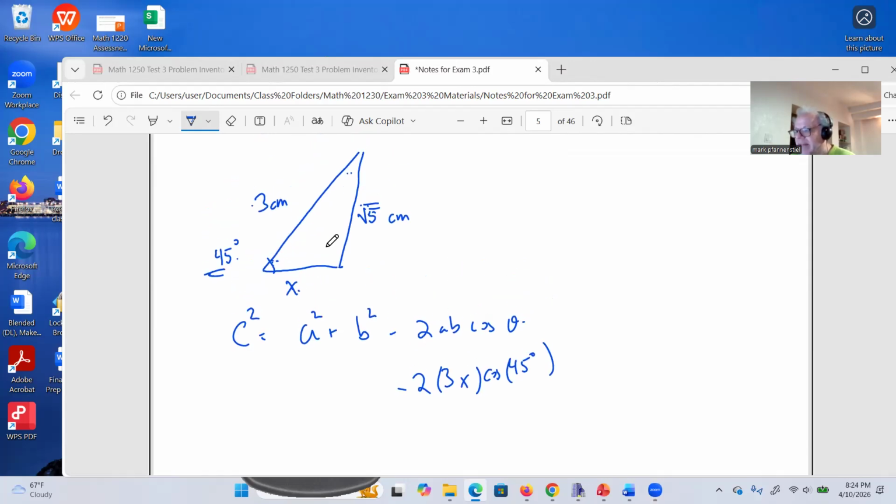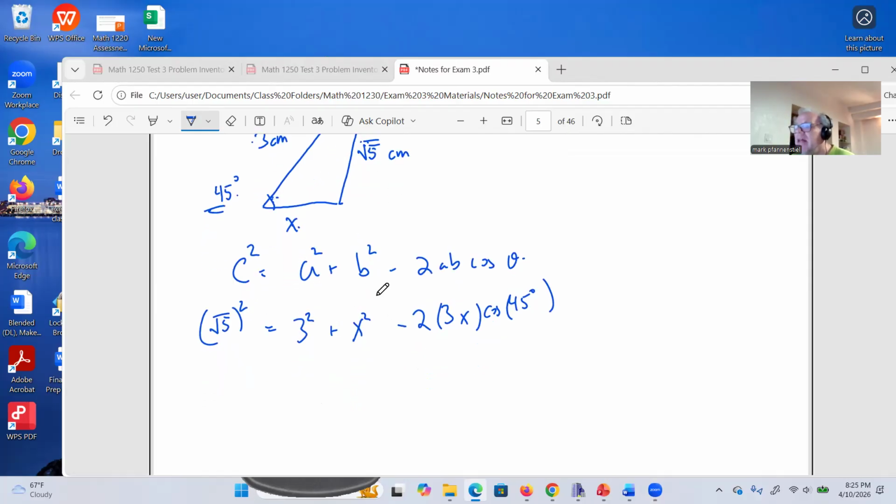Let's go ahead and deal with the other piece here. So we have a squared plus b squared, that's going to be 3 squared plus x squared. And then the side on the other side here, that's my c squared, so we have the square root of 5 squared. All right, let's go ahead and sort this out. So we've got 5 is equal to 9 plus x squared minus 6x times the cosine of 45 degrees. That's another one that's not too bad.